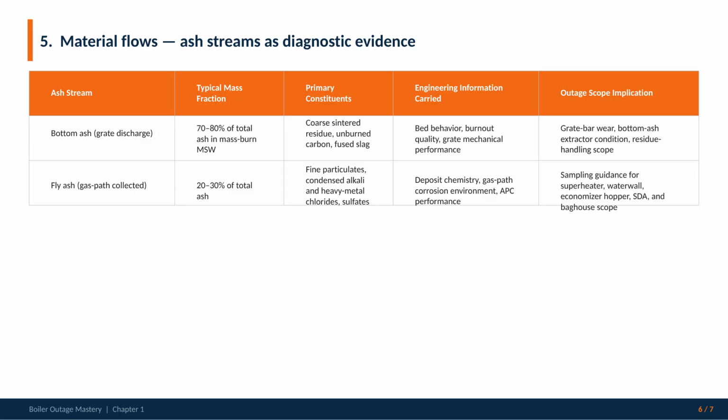The practical implication for your outage planning is this: before you finalize your inspection scope, review the ash chemistry data from the previous operating period. If the chloride loading in the fly ash has increased, your superheater is in a more aggressive environment than it was last cycle. If heavy metals are elevated, your eutectic temperature window has shifted. That information should change where you look and how aggressively you look. Ash is evidence. Use it.